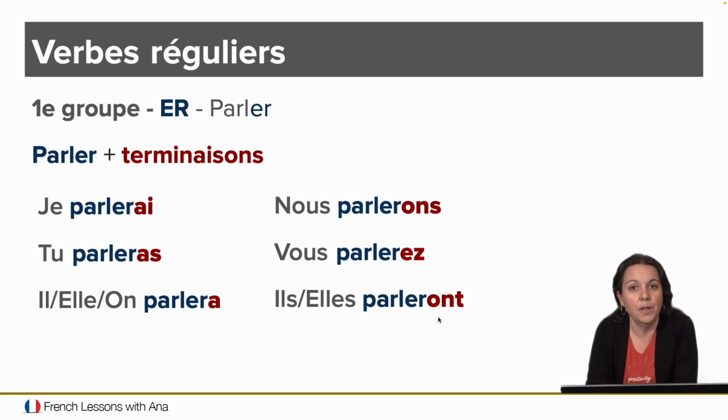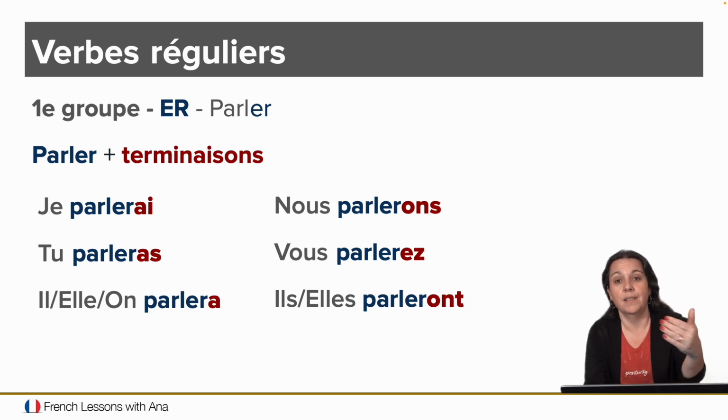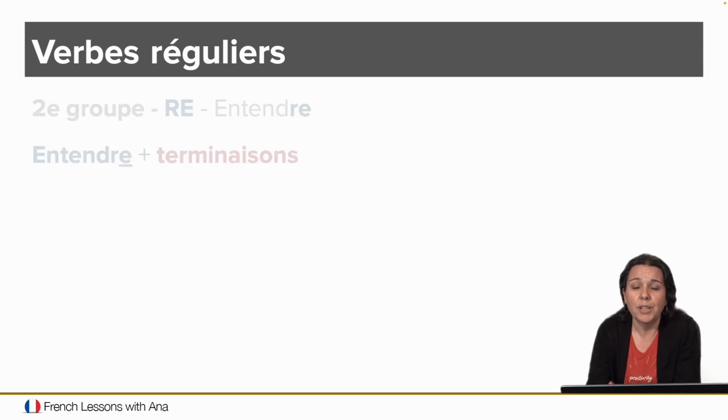Parleront. Be careful, it's not ent. Ent is for the present and some other endings, not the case of the futur. For the futur, the ils and elles plural is ont. Ils and elles parleront. So that takes care of all the ER verbs that are regular. They will all follow this rule.